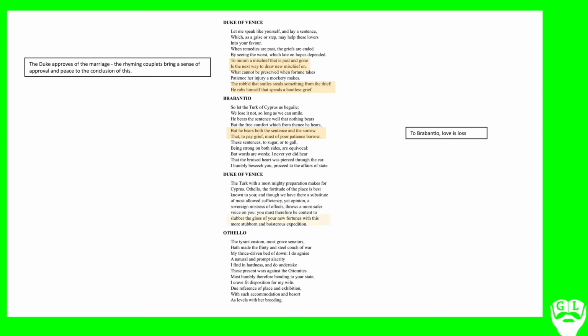The Duke of Venice then goes on to say, "Slubber the gloss of your new fortunes with this more stubborn and boisterous expedition." Othello is being won twice over here, where he has been successful twice over. He's not only secured the hand of Desdemona in marriage, but his new role in leading the fight in Cyprus, which is an important point to mention, particularly of the success he has won.